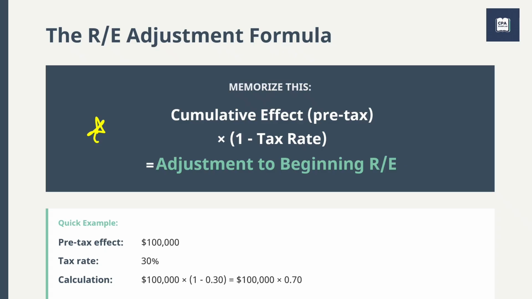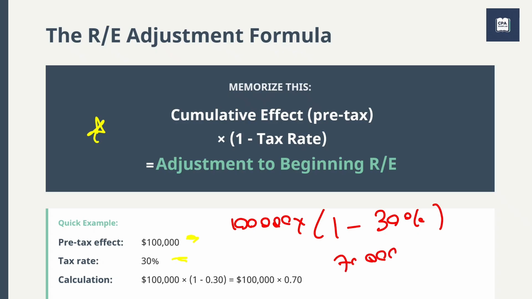Let's go with a couple of examples. Let's say we had a principal change with a pre-tax effect of $100,000 and the tax rate was 30%. Using this formula, the cumulative effect is 100,000 multiplied by 1 minus the tax rate, 30%, which is $70,000, and we adjust the prior year retained earnings by this amount. Now let's do an actual CPA exam question using this formula.